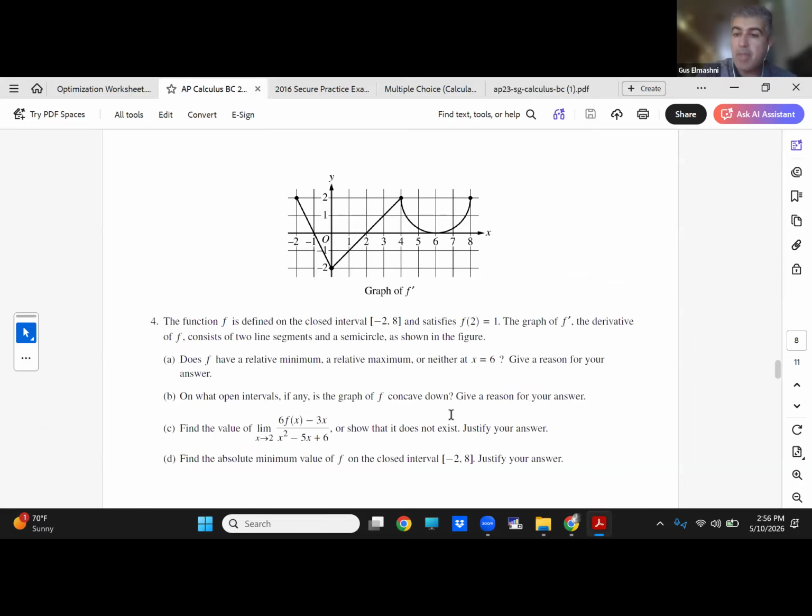And then take a look at D. This is an EVT, extreme value theorem question. So you have your candidates, you definitely have your endpoints, also wherever f prime is 0, so -1, 2, and 6. But I'm not going to waste my time with 6 because it's neither a relative min nor a relative max. I'm not going to waste time with -1 either because that goes from positive to negative. So really, my candidates are -2, 2, and 8. 2 is a relative min for sure because f prime goes from negative to positive there, right?